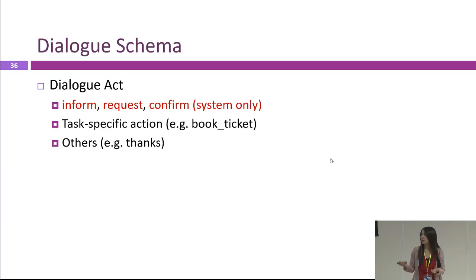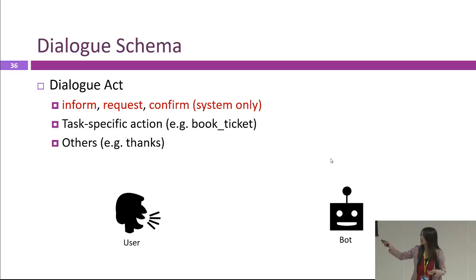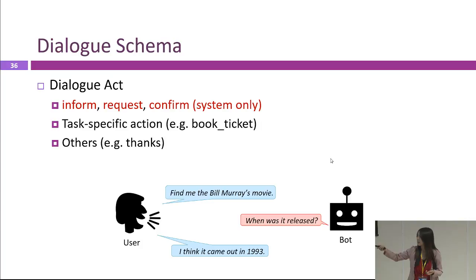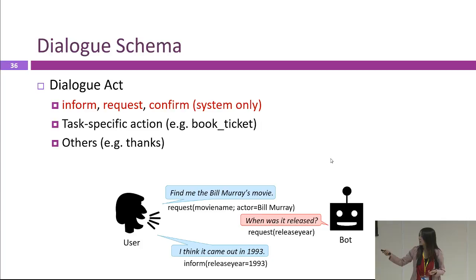For example, when the user and bot interact with each other, finding this person's movie, they ask for information about the constraint, and they can have some answer. So we can imagine this user wants to request the movie name, and this is the slot and the value, the same as the bot, which is the restaurant request and release date.